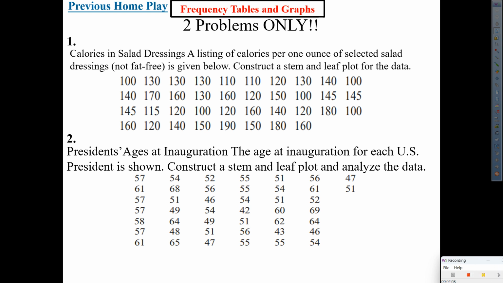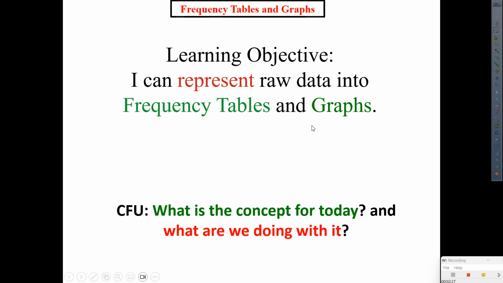All right. Tonight's home play, look up. Woo! Let's go. However, hopefully you can finish here in class. All right. So with that said, let's see where we're at.